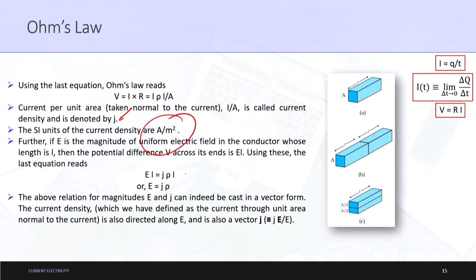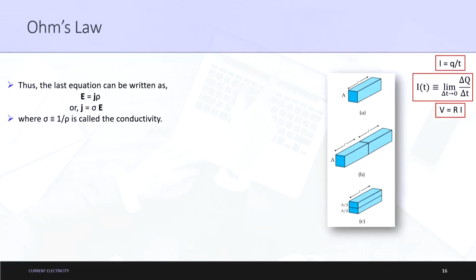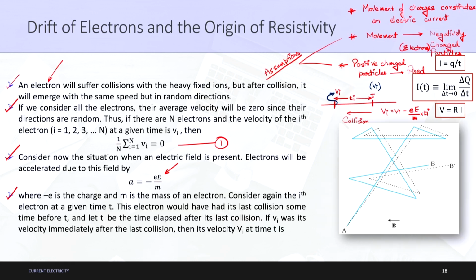So, basically what we found directly is that E is equal to, what is E here? E is nothing but the magnitude of the electric field, equal to J into rho. What is J? J is nothing but the current density. What is rho? Rho is resistivity. Okay. Then finally what we got is J is equal to sigma into E. What is sigma? Sigma is conductivity. Sigma is nothing but the inverse of resistivity. Okay. This has been dealt with.